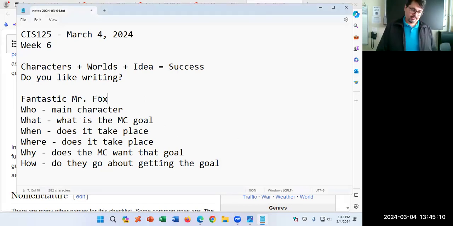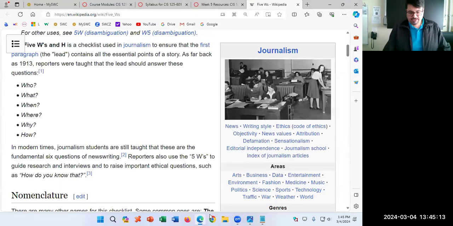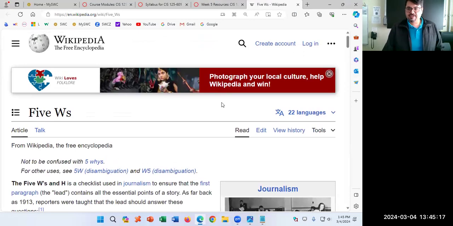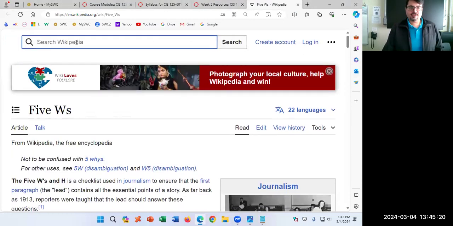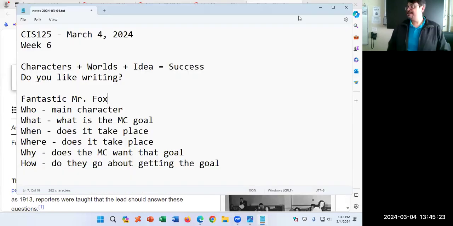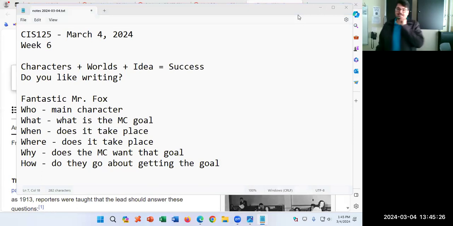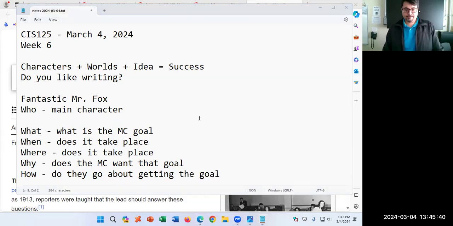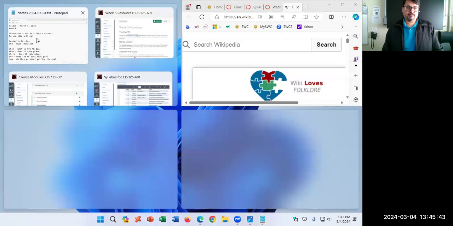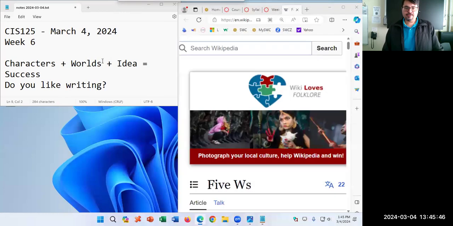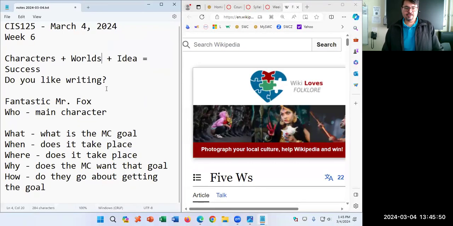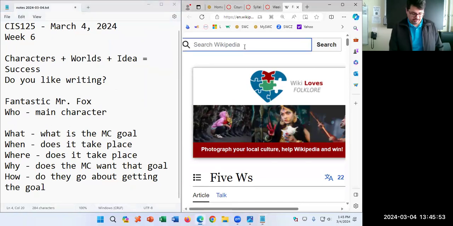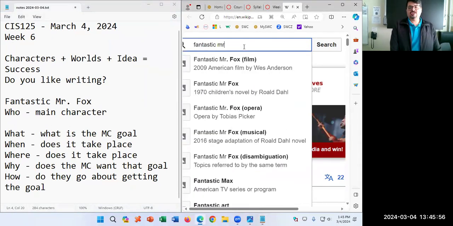If we take these various characters, I'm going to go over to Wikipedia, Internet Movie Database, whatever, and see if I can find some of this information. What's that? Yes. So for Mr. Fox, I would suppose the main character is Mr. Fox. Again, I haven't seen it, but I can see the details online. So those are the items. And Fantastic Mr. Fox.